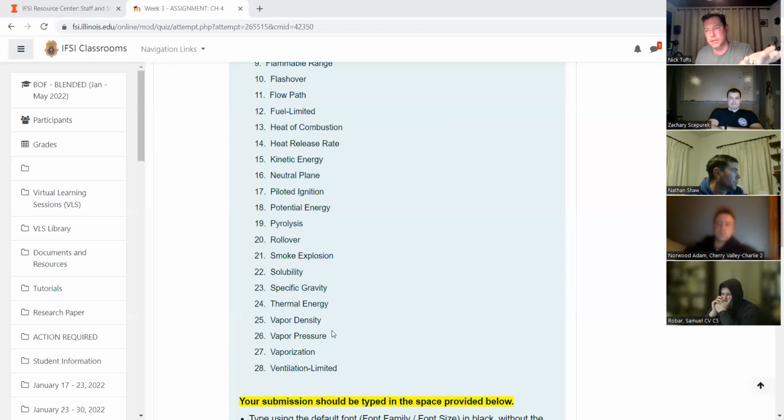So gasoline has a very high vapor pressure, right? If you spill gasoline on the floor, it evaporates in a matter of minutes. It has a very high vapor pressure, right? Vaseline has a very low vapor pressure. It will take a very, very long time for that to evaporate. And then, ventilation limited, okay? Really understand that. That's really key. And when we talk about fire tactics and flow paths, our understanding of what ventilation limited means is really what dictates the tactics that we take, okay?